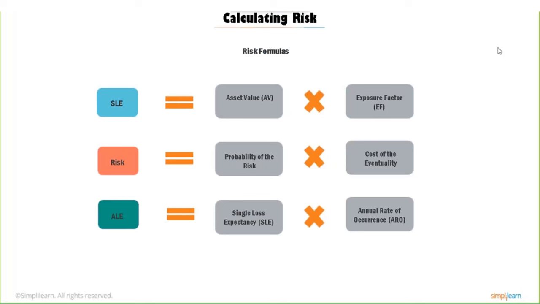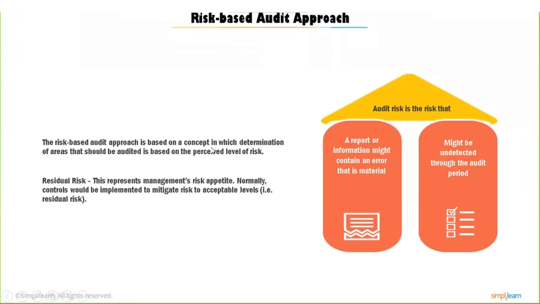You should understand this concept and do some questions related to it. I will make you solve some questions related to SLEs and ALEs tomorrow. Risk is equal to probability of risk times cost of eventuality, and ALE is equal to SLE times ARO. So this is basically a part of quantitative risk analysis. Another approach is the risk-based audit approach.